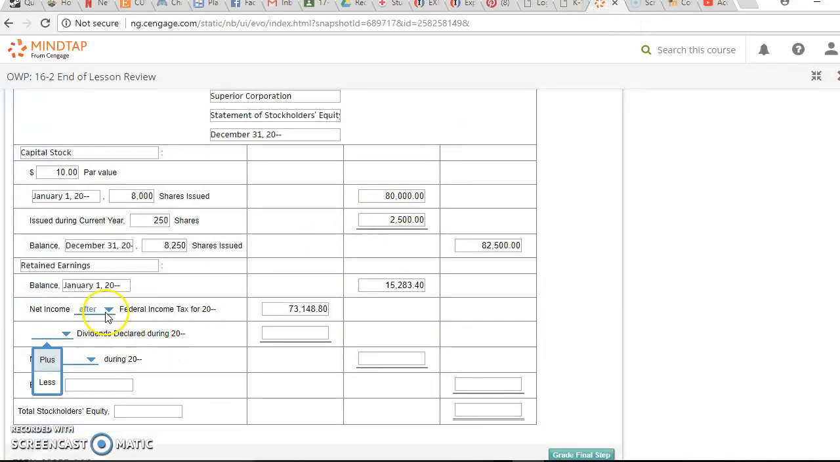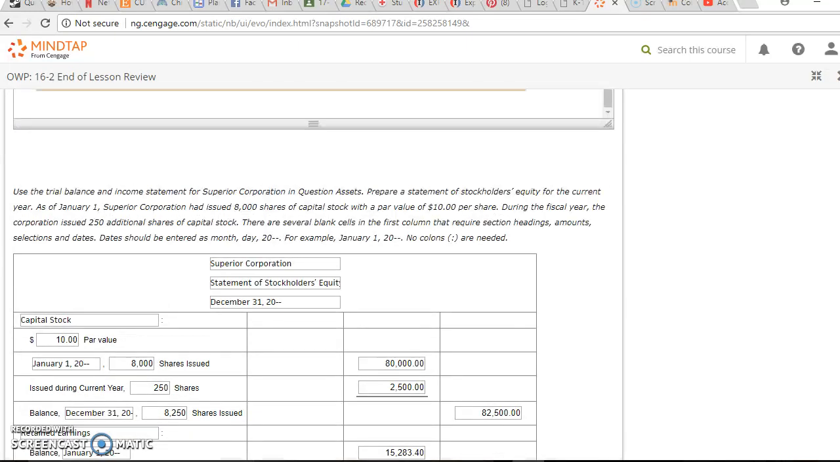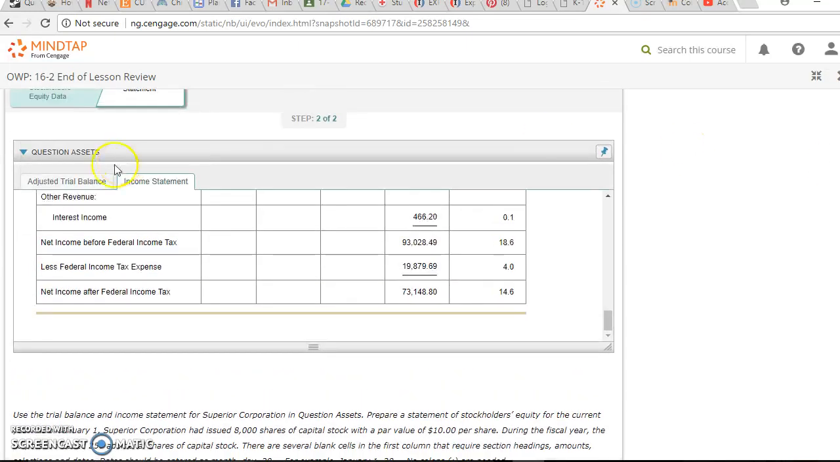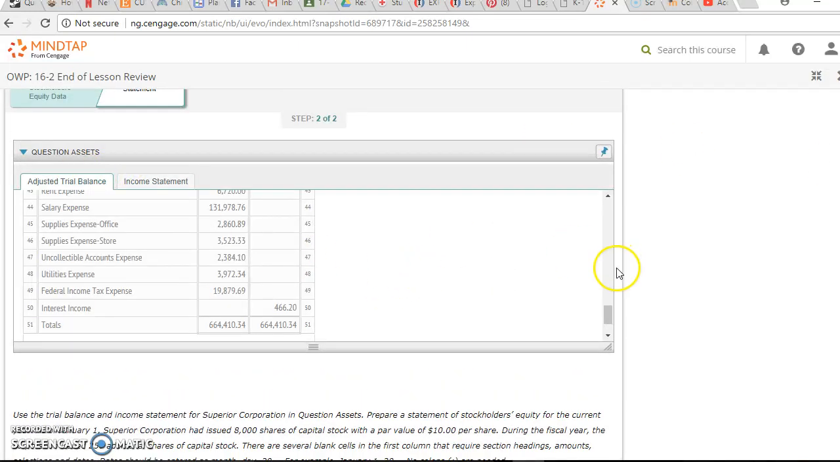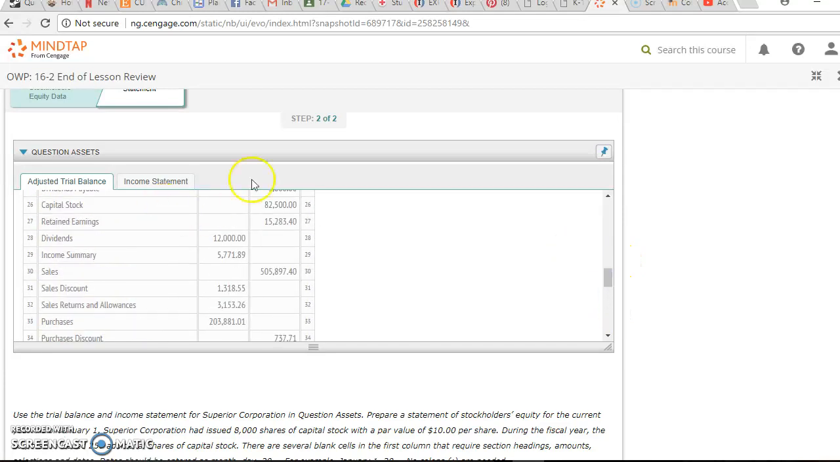Okay, so we're in the retained earnings section. You got the beginning balance of retained earnings from your balance in your unadjusted trial balance there. We got the net income on the income statement. Remember, dividends reduce your retained earnings because you gave out some dividends to stockholders. So we're going to look at the adjusted trial balance for that and see how much we gave out for dividends. So $12,000 in dividends.